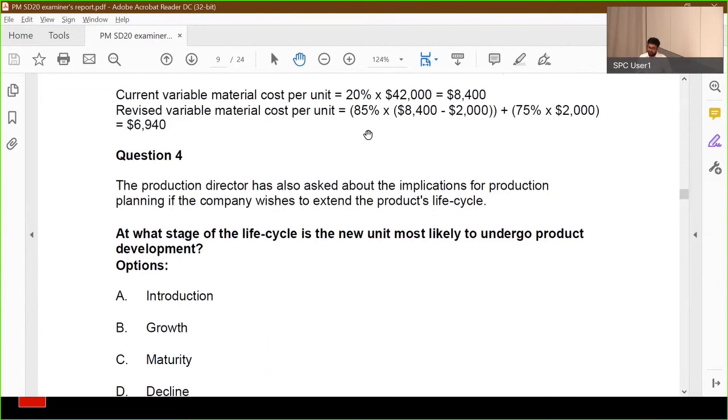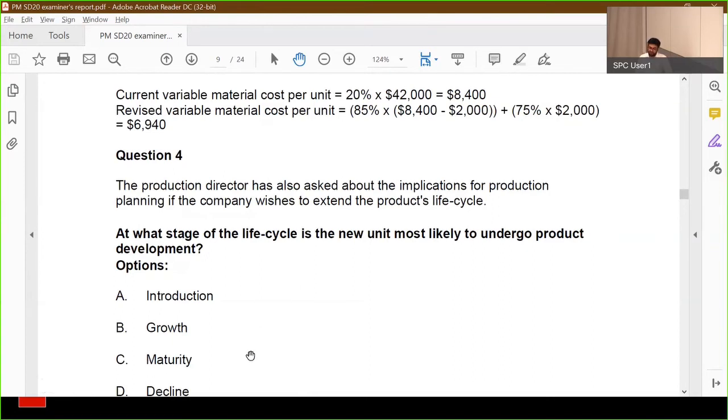The production department director has also asked about the implications for production planning if the company wishes to extend the product's life cycle. So they want to extend the product life cycle, and this point we earlier discussed in the scenario where the production director was keen to extend the life cycle of the product and he was not sure what should be the right stage. Now, same question they're asking. So the right stage should be the maturity stage.